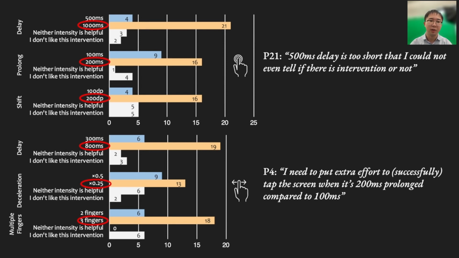For example, P21 said 500 millisecond delay was too short that they could not even tell if there was intervention or not. And P4 mentioned they need to put extra effort to successfully tap on the screen when it's 200 milliseconds prolonged compared to 100 milliseconds.